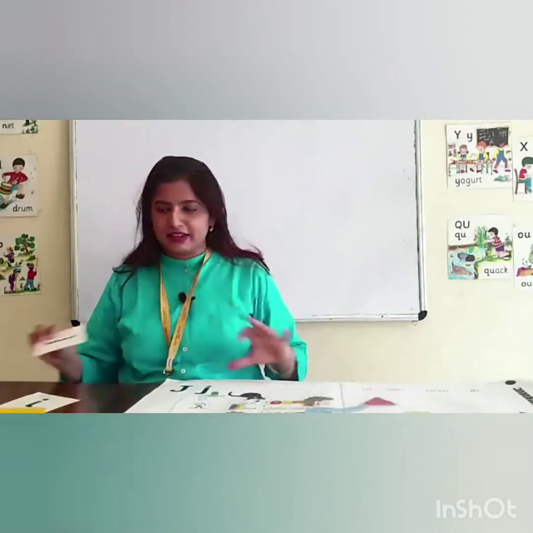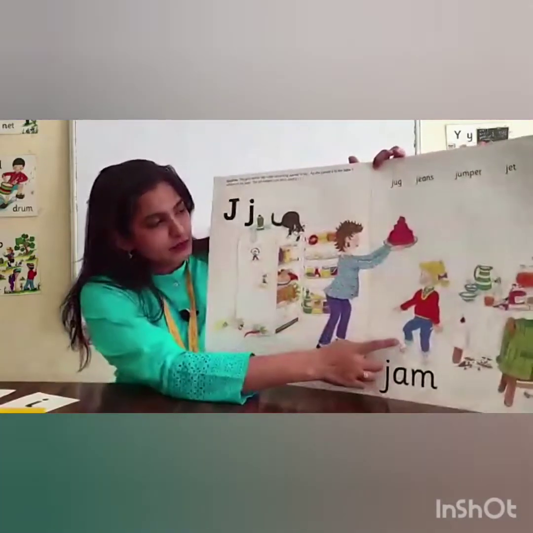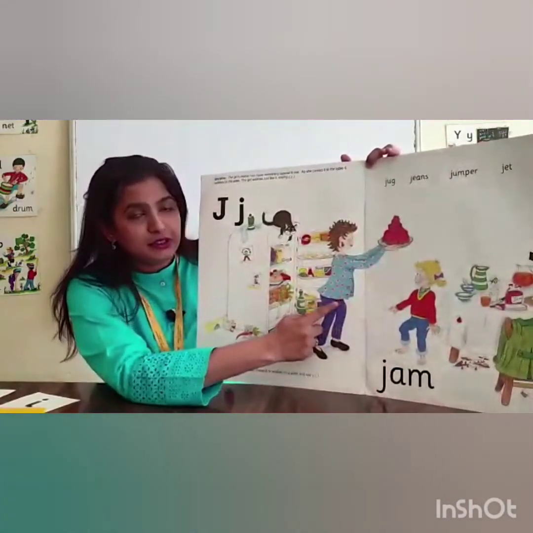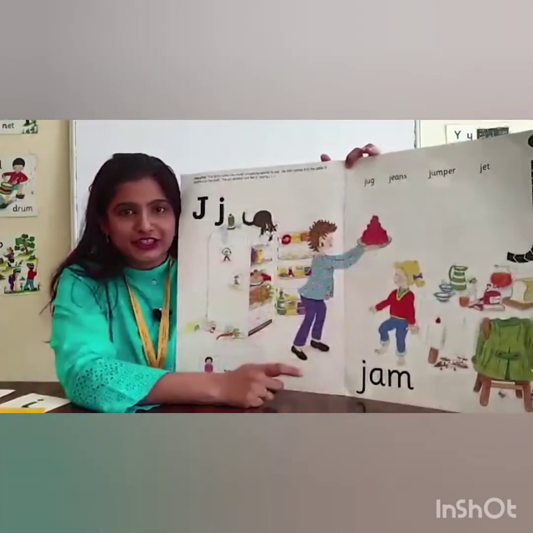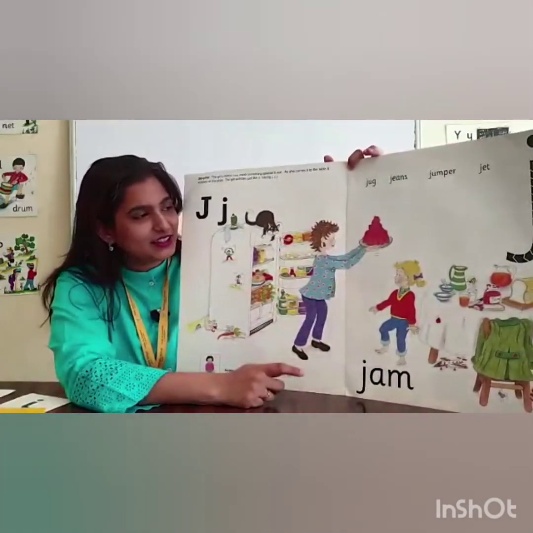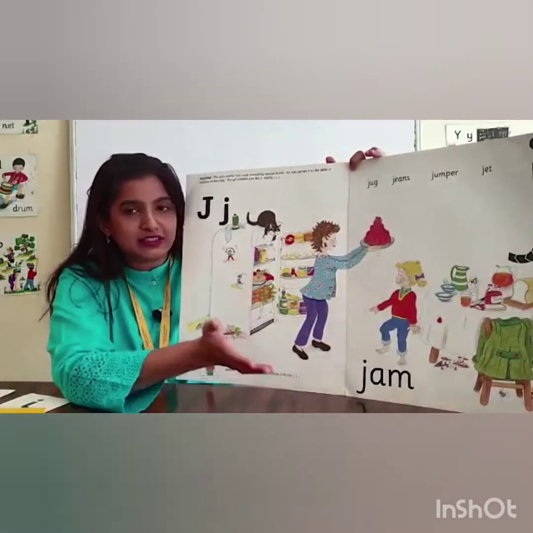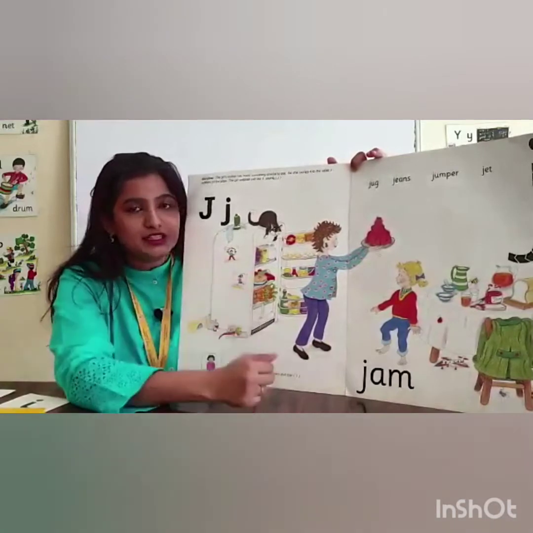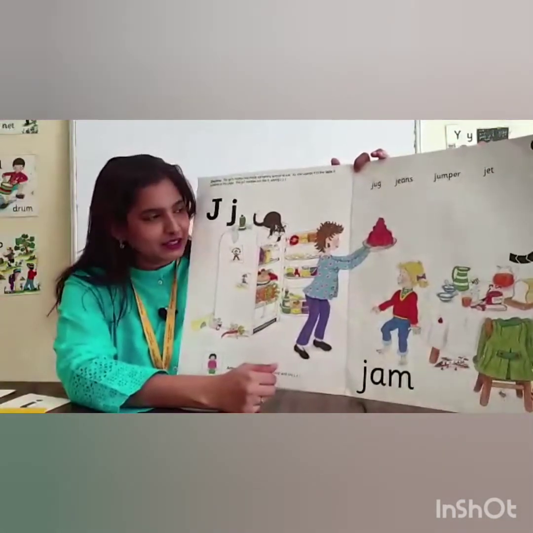J for jelly, J for jam, J for jug, and the sound of J is like this. See, can you see this girl here? This girl's mother made jelly for her. What did she make? Jelly. Do you like jelly too? Yes? Good. So she made jelly for her, and when she was getting it to serve it to the girl, the jelly was wobbling like this. Yeah, it was jiggling.